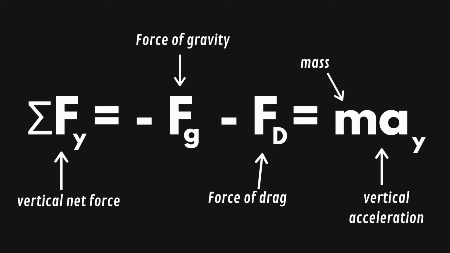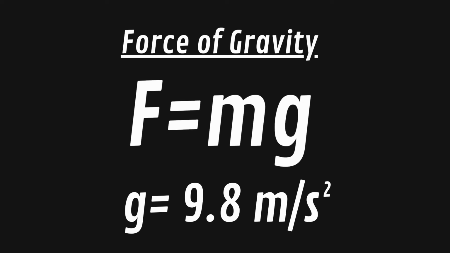Both of these forces, the force of gravity and the force of the air resistance or drag, are acting downwards, or pull down on the object. So when we write them down, we represent them with a negative sign. The summation of all the forces acting in the y direction is equal to negative the force of gravity minus the force of drag, or air resistance, which is equal to mass times the acceleration in the y-axis. In order to get the acceleration in the y-axis, we just divide both sides by the mass. And we know that Fg, the force of gravity, is equal to mg, the mass times the acceleration, where the acceleration here is the gravity constant, which is 9.8 meters per second squared.